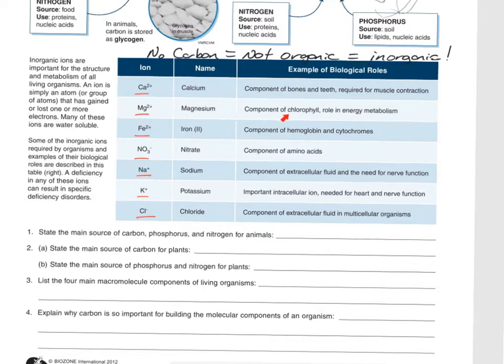Magnesium. You should know it's in chlorophyll. How do you know? It's here. It's on the chart. Figure it out, answer it, put it on index cards, memorize it. You got a week to do it. Not hard.